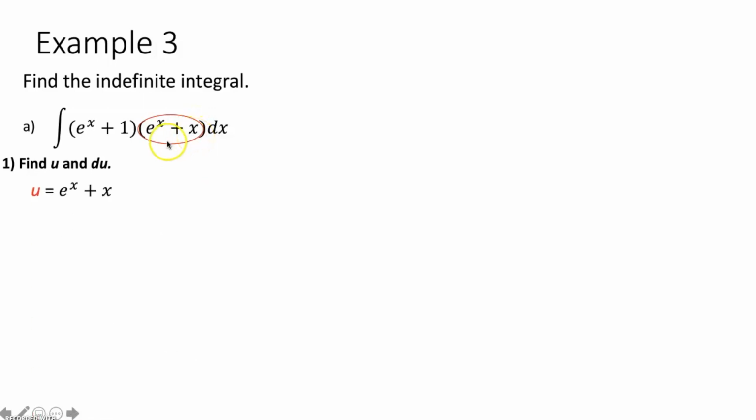The reason is because if I take the derivative of this with respect to x, I get du dx is equal to the derivative of e to the x, which is just e to the x. The derivative of x is 1. Then I multiply both sides by dx, I get du is equal to e to the x plus 1 dx. So you see that if I set u equal to e to the x plus x, du is going to be equal to e to the x plus 1 dx. It takes care of the other function.